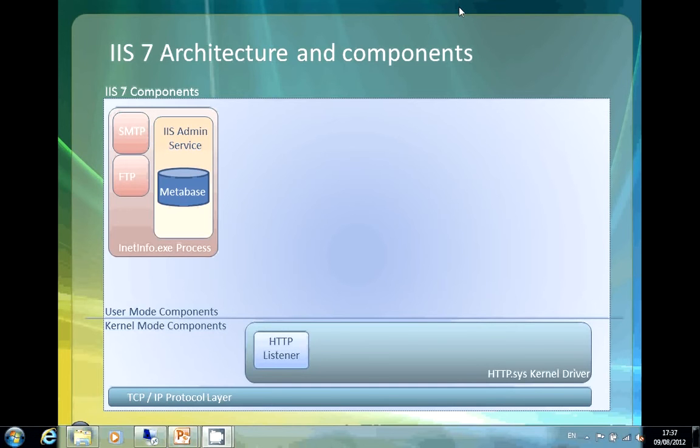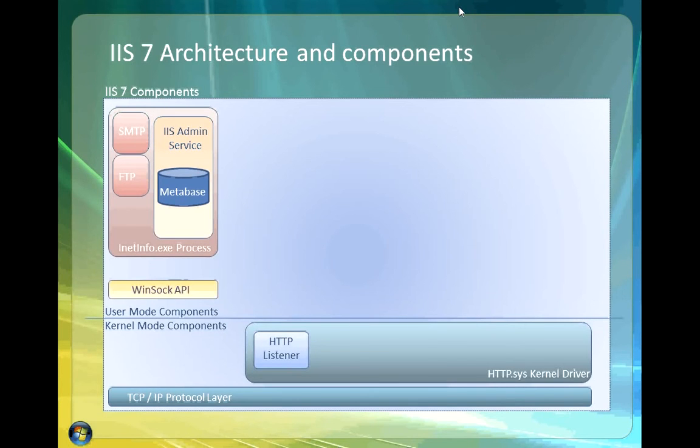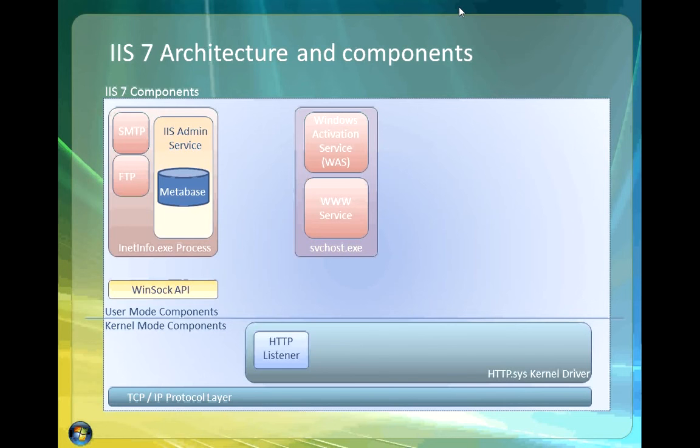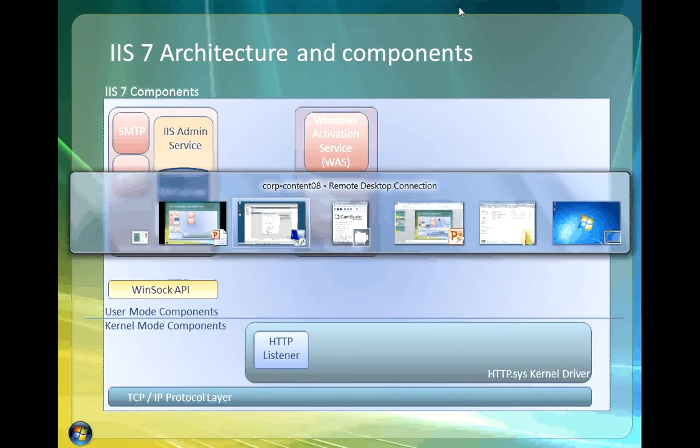Moving back to the architecture diagram, let's now look at the other services that are actually running in the user mode components of IIS. Until now, all the services that run in inetinfo.exe don't use the HTTP.sys kernel driver. There are two services which run inside an svchost.exe process. These are the Windows Process Activation Service, or WAS for short, and the World Wide Web Publishing Service, or W3SVC, which some of you should know from the IIS 6 server. Both of these services run in the same svchost.exe process, and let me just show you that.